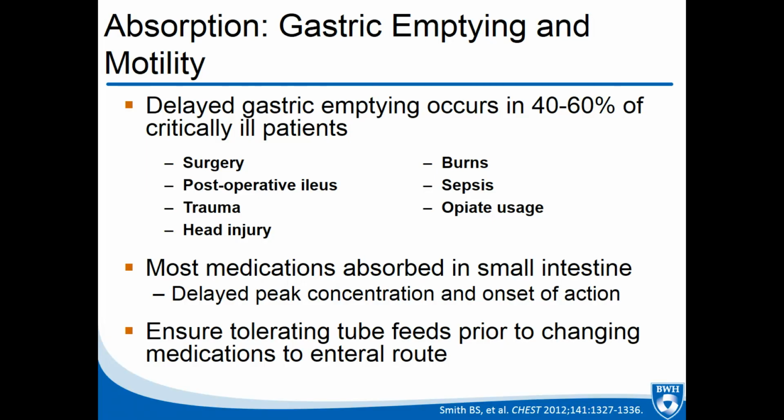And if we look at these different subpopulations of the critically ill, they'll all be at high likelihood of experiencing some level of delay in gastric emptying. And since most medications, at least when administered enterally, are absorbed in the small intestine, we'll likely see a delayed peak and a delayed onset of action, and in many cases even a reduced peak. So a good rule of thumb is often to ensure that these critically ill patients are tolerating tube feeds prior to changing medications from intravenous routes to an enteral route.